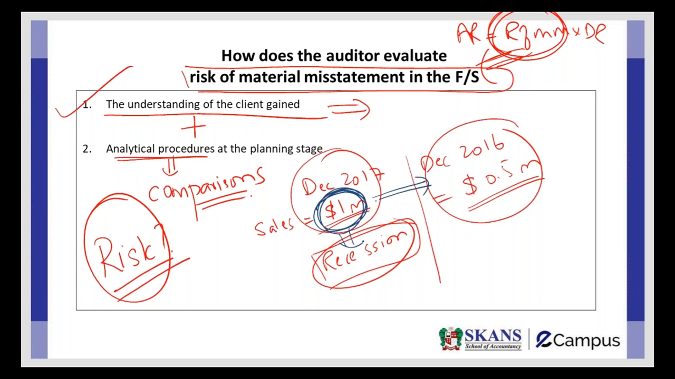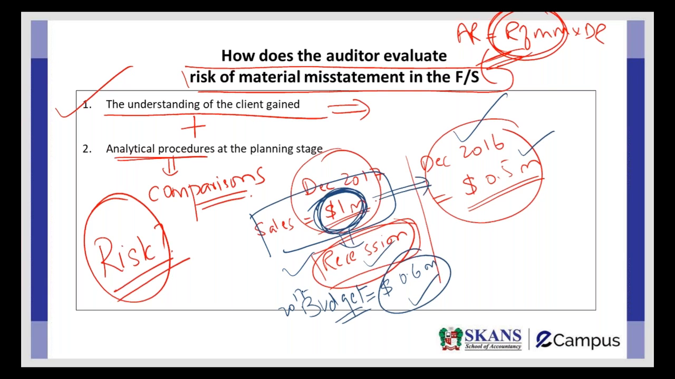I'm not stopping right now. For December 2017, I reviewed the client's budget. So for the same year, you know how the client would be making their budget as well? When I opened their budget, their sales budget was 0.6 million. Now my suspicion has gone up even further. Last year was 0.5 million. 2017 faced a recession. Your own budget said 0.6 million. So, sir, where did this 1 million come from? So, by comparing this one figure with last year, with industry, with budgets, I now have my suspicion or risk that sales could be overstated.